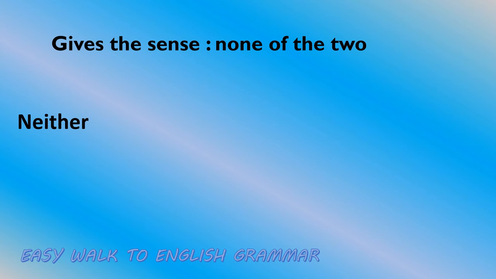For example, neither movie was good. From this sentence, it's clear that we are referring to two movies and we watched both the movies, but we didn't like both the movies. The two movies were not our preference. Neither movie was good. It gives us a negative sense related to the movie.